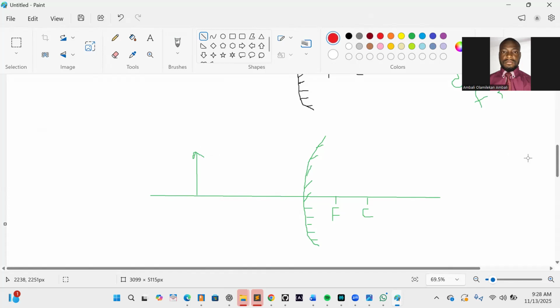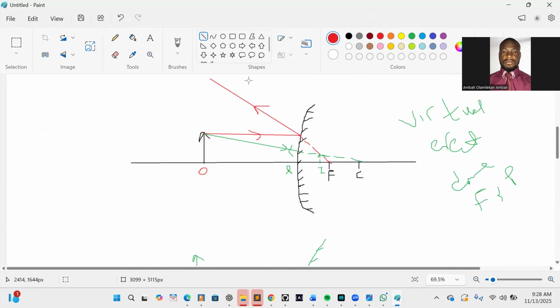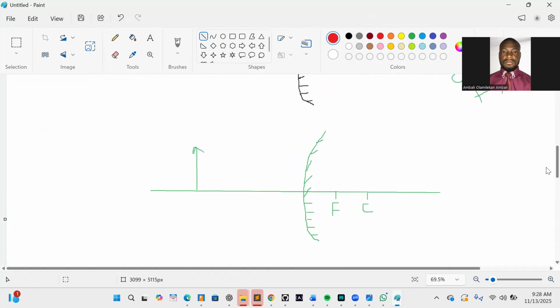Now, the first one here, the top one, we used the ray that was coming from the top of the object, parallel to the axis, and then passing to the center of curvature, right? But this time around, I want to change my mind. We are not using that again. I want to use a ray from the object, but not parallel. It's going through the focal point. So it's supposed to go like this. Because it hits the mirror, it's going to become parallel.